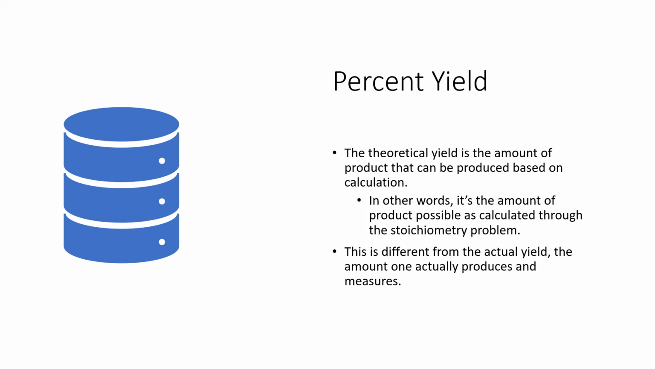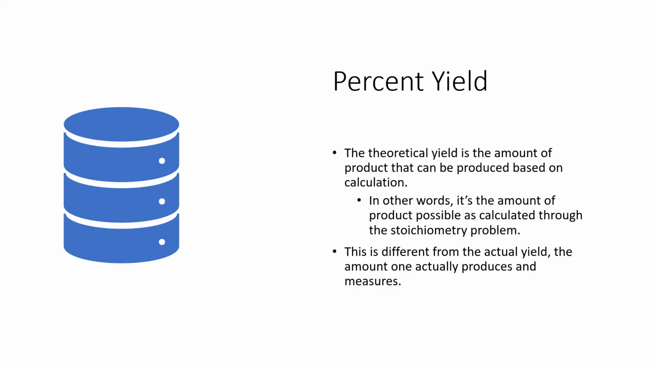Next is your percent yield. Now, the theoretical yield is the amount of product that can be produced based on the calculation. So, ito yung theory natin. Meaning, kapag nagko-compute kayo ng stoichiometry, and then nakapag-compute kayo ng yield, sabihin, for example, ang nakita nyo na dapat na yield is 20 grams, that is your theoretical yield if that is based on your computation.